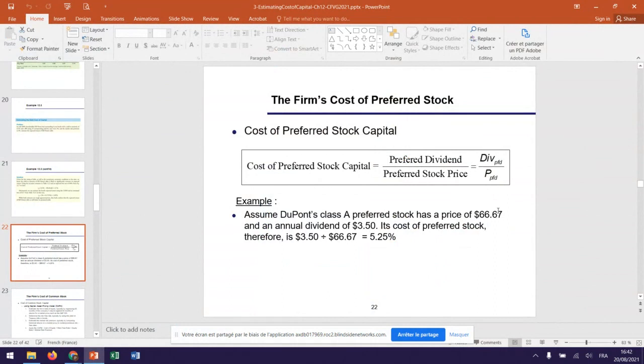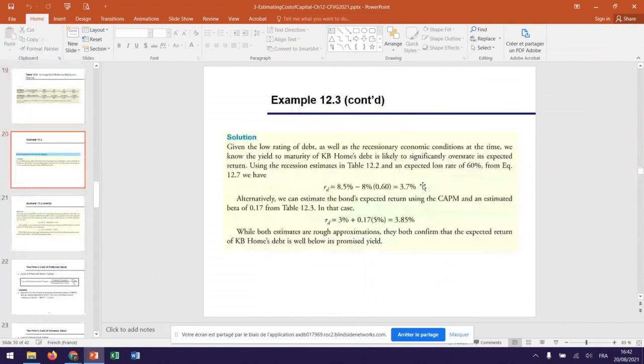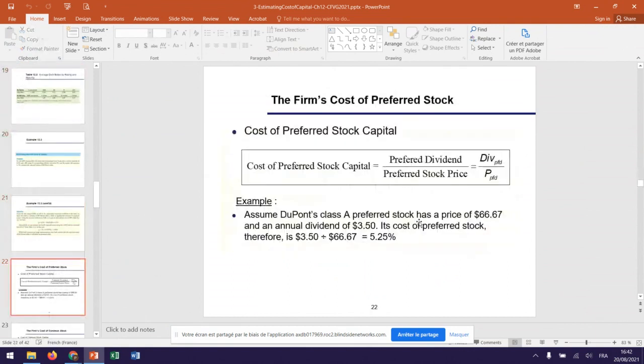Okay, assume DuPont Class A preferred stock has a price of $66.67. The annual dividend is 3.5. The cost of preferred stock, very straightforward, would be equal to 5.25%. That looks okay with the same data. So the cost of debt is lower than the cost of preferred stock.